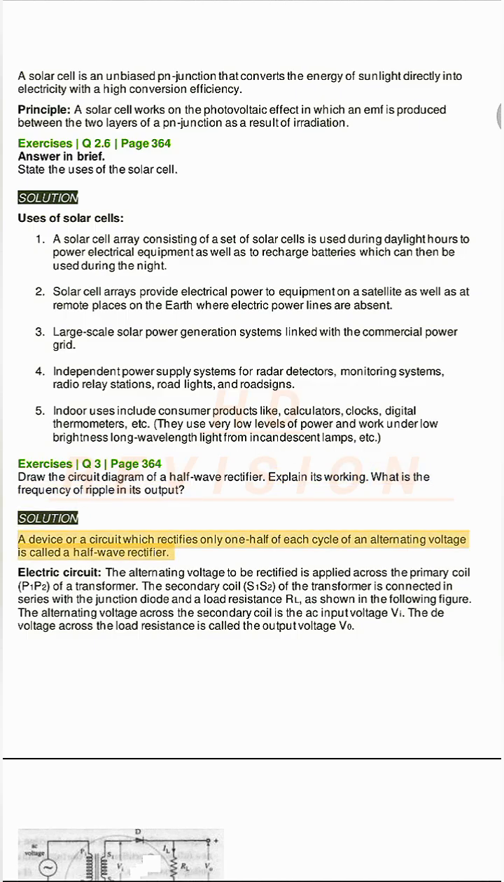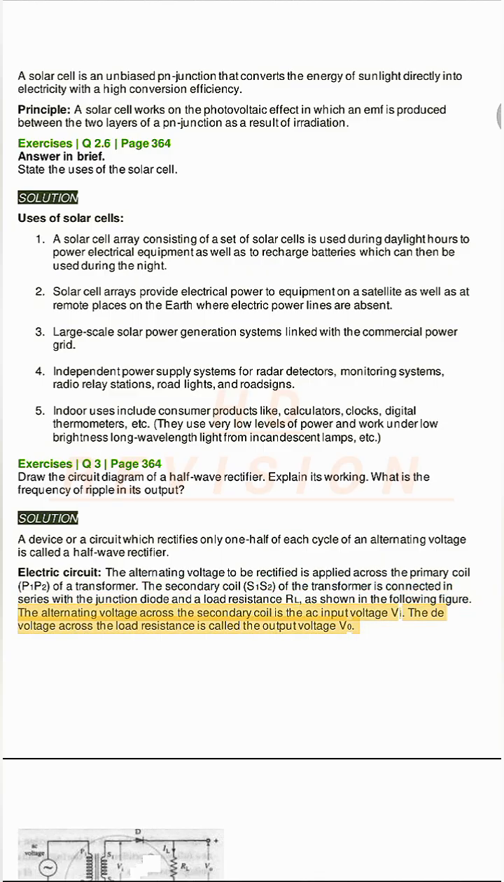Solution. A device or a circuit which rectifies only one half of each cycle of an alternating voltage is called a half-wave rectifier. Electric circuit. The alternating voltage to be rectified is applied across the primary coil P1 P2 of a transformer. The secondary coil S1 S2 of the transformer is connected in series with the junction diode and a load resistance RL, as shown in the following figure.